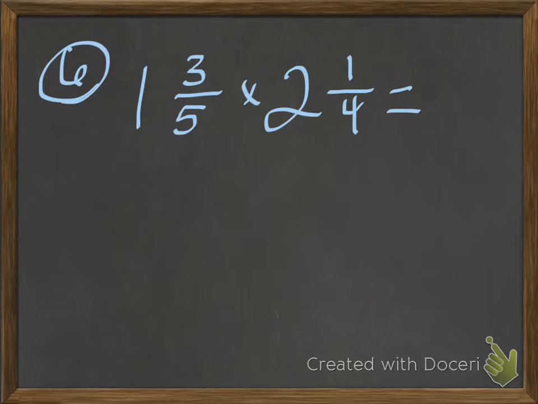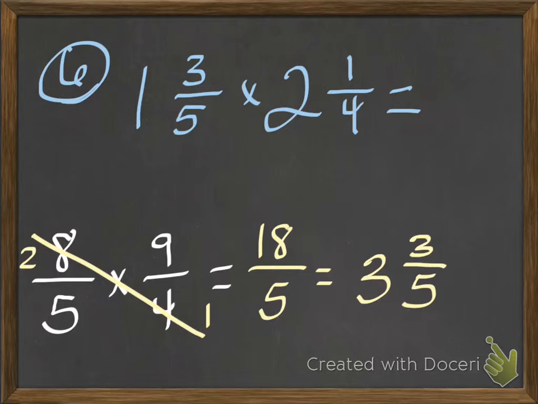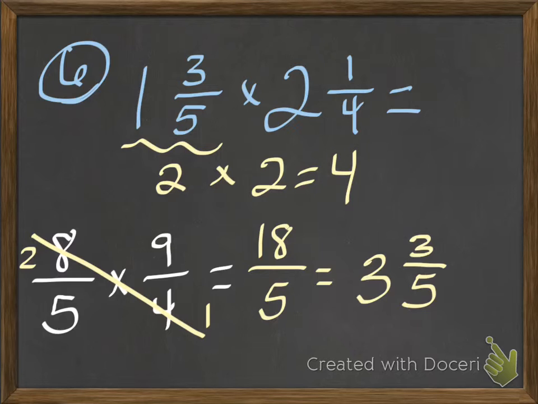Number 6, 1 3/5 times 2 1/4. Okay, so first thing I'm going to do is look at the problem and see that 1 3/5 is pretty close to 2, and 2 1/4 is pretty close to 2. So I'm going to multiply that together. 2 times 2 equals 4. So my estimated answer is that it's going to be close to 4.